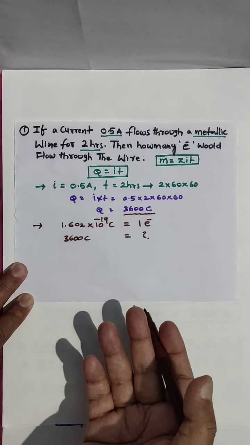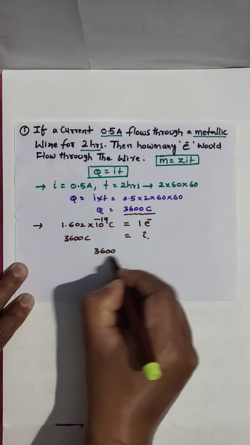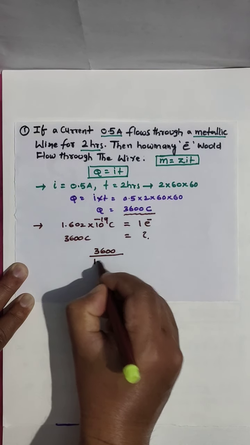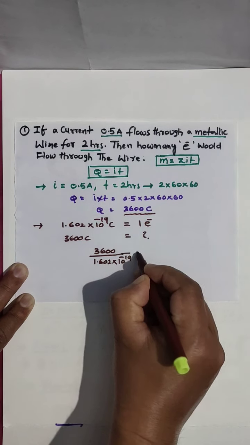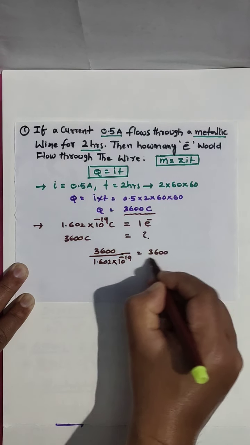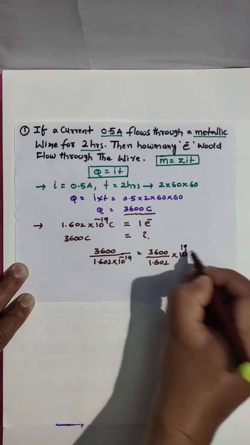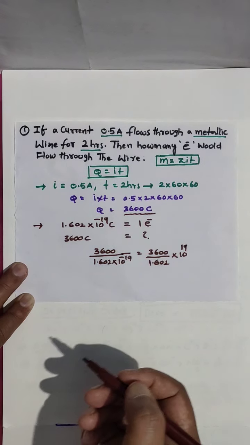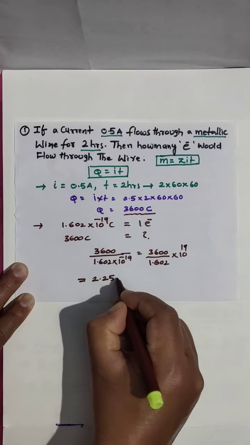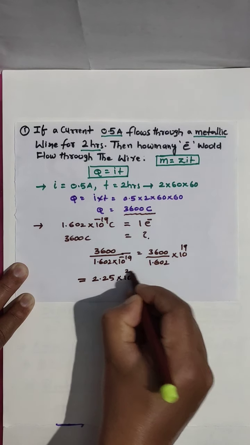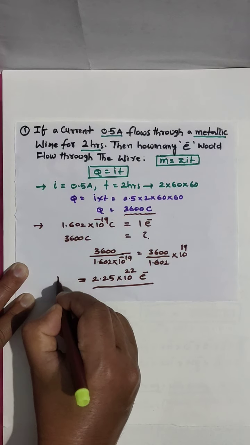Very easy. In school you learned already. So you are getting 3600 upon 1.602 into 10 to the power of minus 19. That is equal to 3600 upon 1.602 into 10 to the power of plus 19. If you simplify this, you are getting 2.25 into 10 to the power of 22 electrons. And this is the number of electrons.